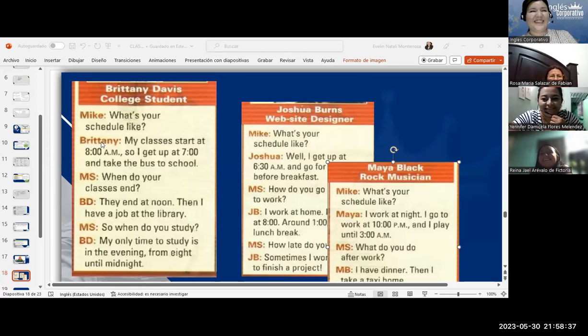What's your schedule like? My class starts at 8 a.m. So I get up at 7 and take the bus to school. When do your classes end? They end at noon. Then I have a job at the library. So when do you study? My only time to study is in the evening from 8 until midnight.